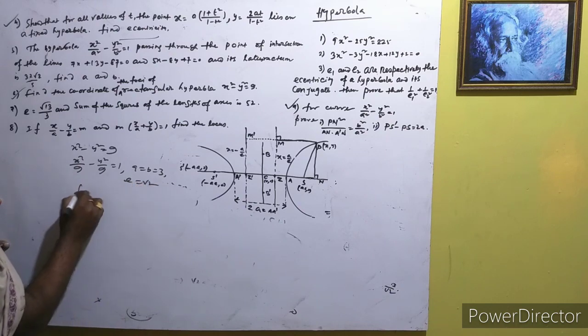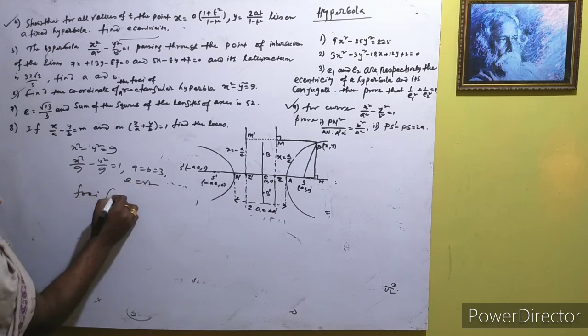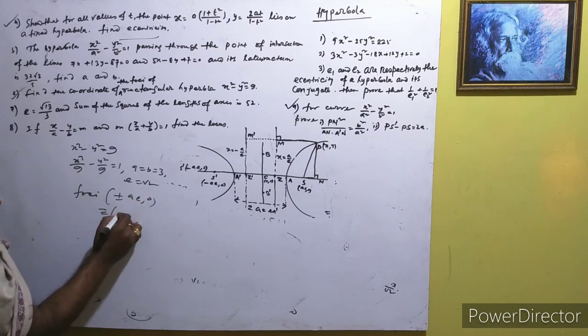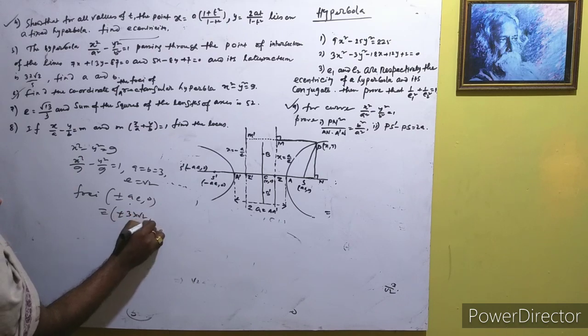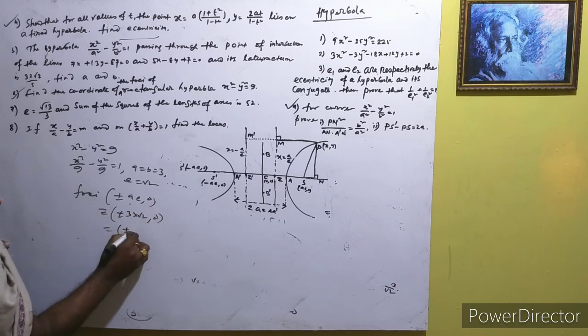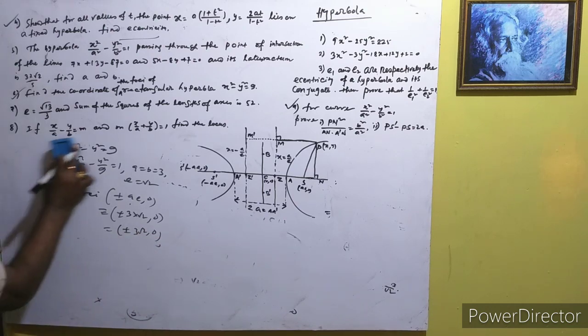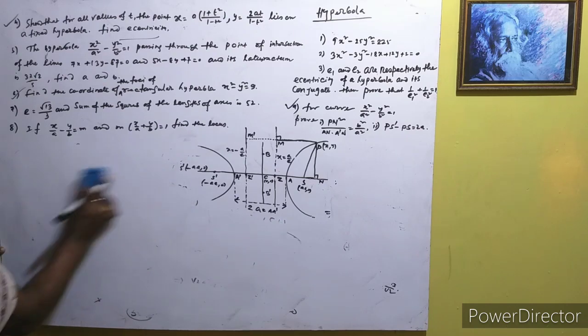So the foci are plus minus ae comma 0 here. A means here 3 and e means root 2, so this is plus minus 3 root 2 comma 0. Okay? This is the foci. Okay, now see again, I think two more problems are left here.